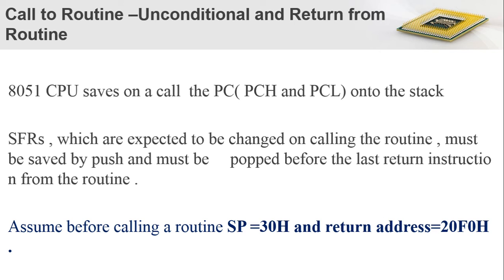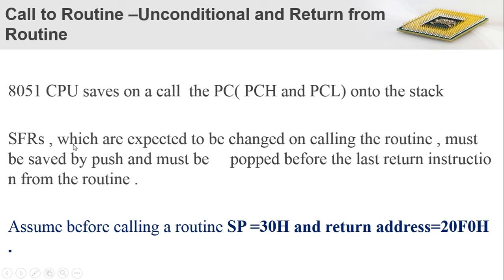Okay, so the call instruction, call to subroutine instruction, comes under the program flow control instructions, and they are unconditional. The 8051 CPU saves the return address onto the stack top on a call. The return address is first pushed onto the stack, and also the special function registers which are expected to be changed inside the subroutine body must be pushed onto the stack, and they are popped before the last return instruction from the subroutine.